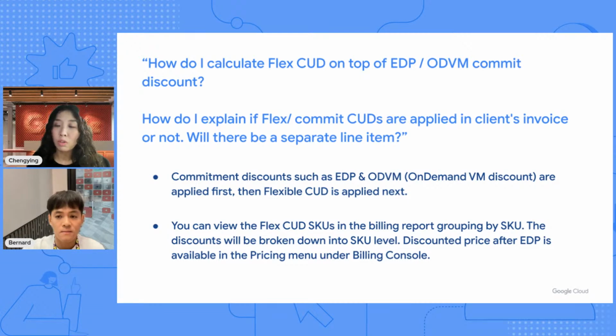You can view the Flex CUD SKUs in the billing reports, grouping by the SKU. It's all at a SKU level. The discounts will be broken down to the SKU level, which is also available in the console. And then if you want to know the discounted price after the EDP, it is available in the pricing menu under the billing console.